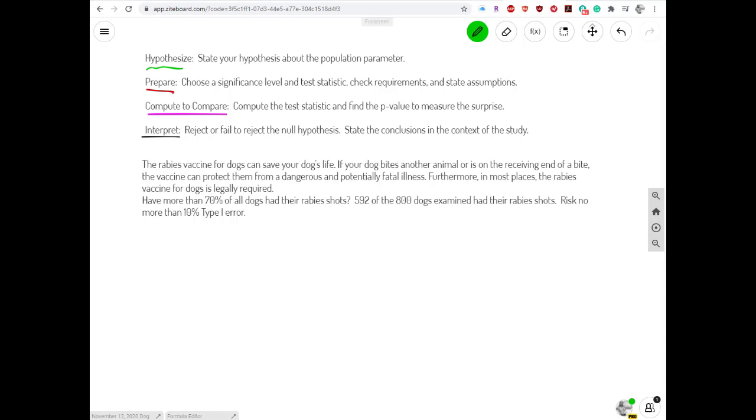Let's read the question again. The rabies vaccine for dogs can save your dog's life. If your dog bites another animal or is on the receiving end of a bite, the vaccine can protect them from a dangerous and potentially fatal illness.